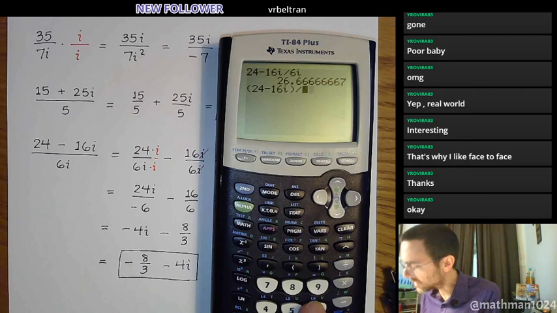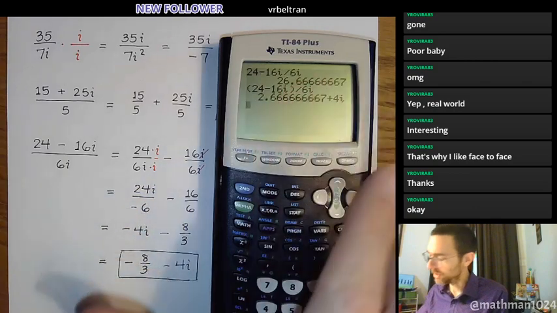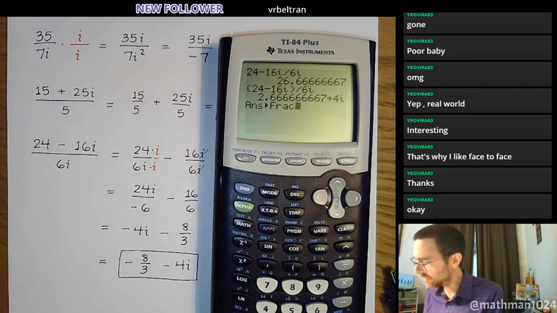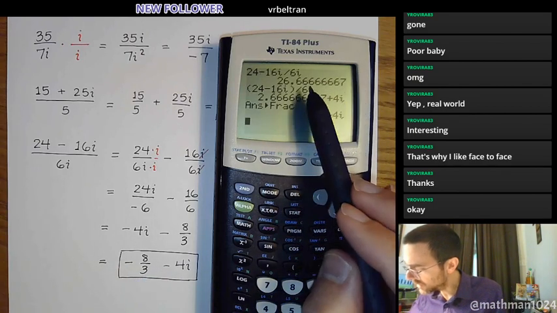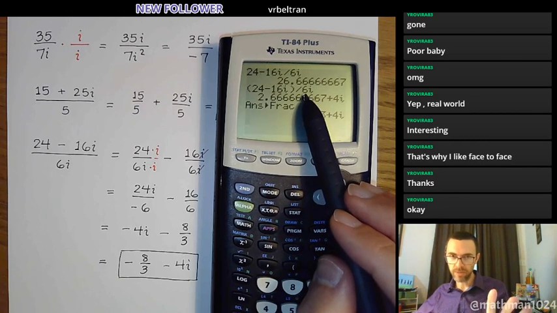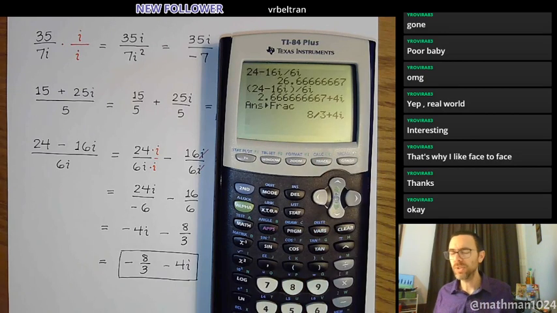If I say divided by 6i like this, now I've got a decimal here, so let me go ahead and convert that to a fraction by pressing math, hitting enter to convert to a fraction. I get 8/3 plus 4i. Now that's awfully close to what I have here, but we're off by a sign. And the reason that we're off by a sign is because when I did this division up here, the calculator does not see this as dividing by 6i. It sees it as dividing by 6, finish that, and then multiplying the result times i. That's not what we want to do.